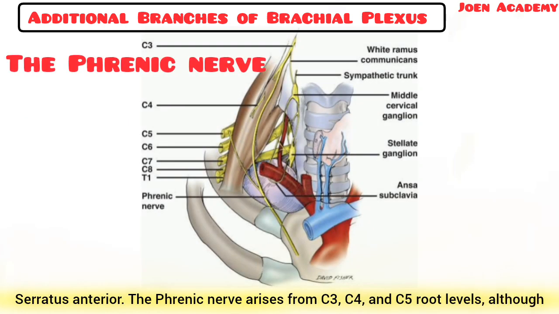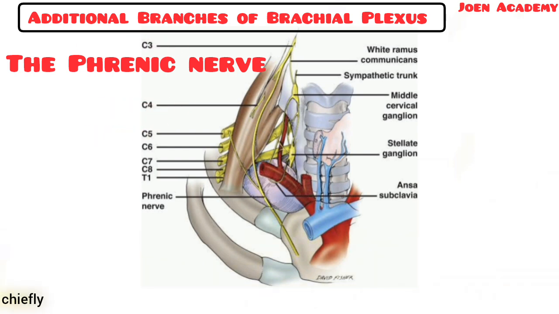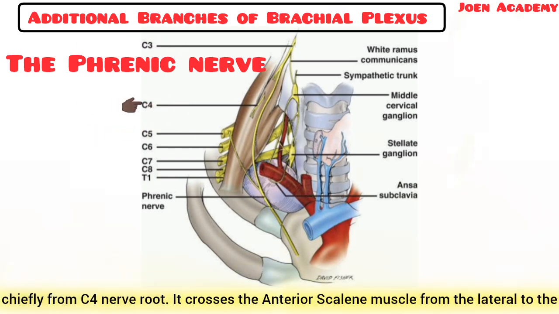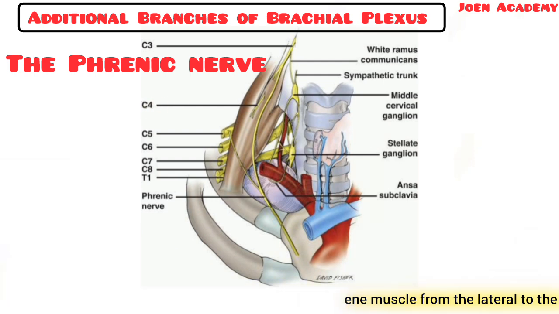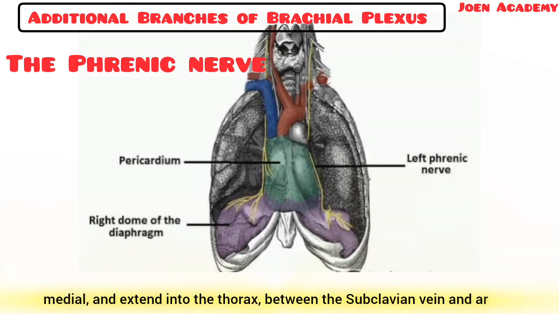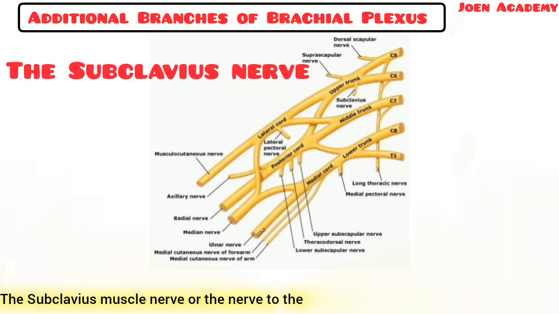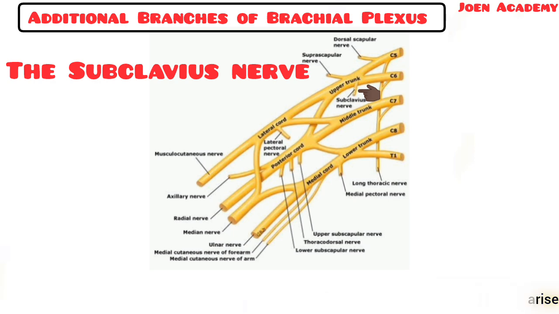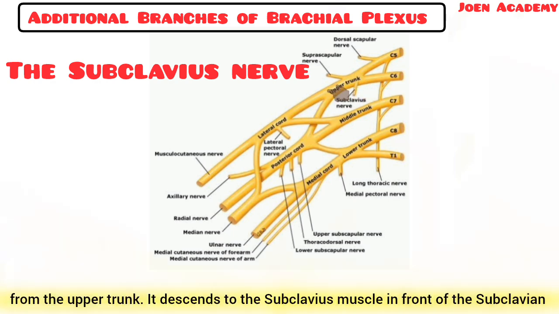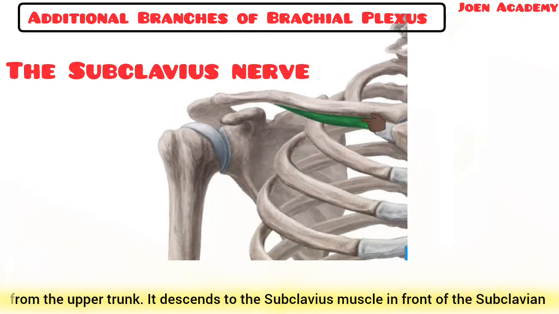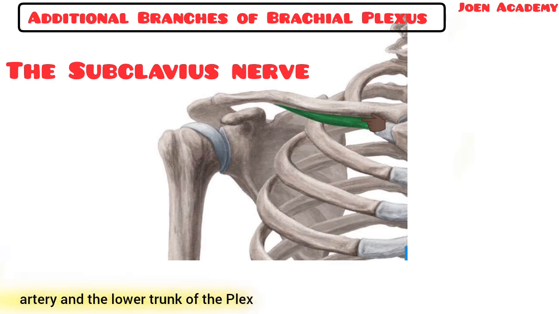The phrenic nerve arises from C3, C4, and C5 root levels, although chiefly from C4 nerve roots. It crosses the anterior scalene muscle from the lateral to the medial and extends into the thorax between the subclavian vein and artery. The subclavius muscle nerve, or the nerve to the subclavius, is a small filament that arises from the upper trunk. It descends to the subclavius muscle in front of the subclavian artery and the lower trunk of the plexus.